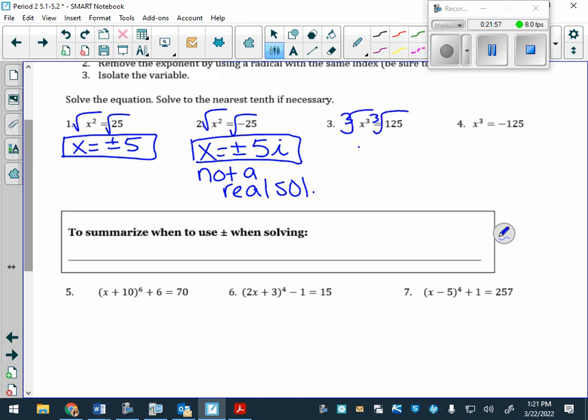Good. We take the cube root of either side, and we get x equals 5. All right. How about number 4? Braden?